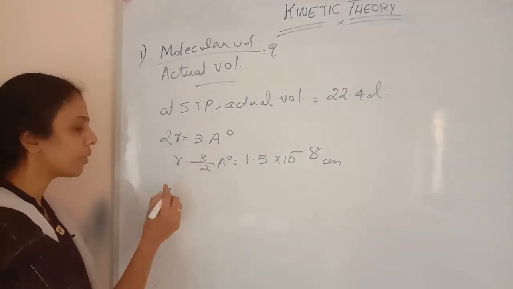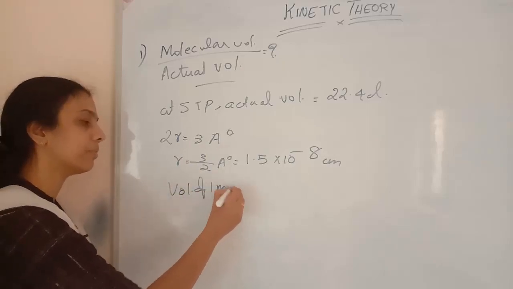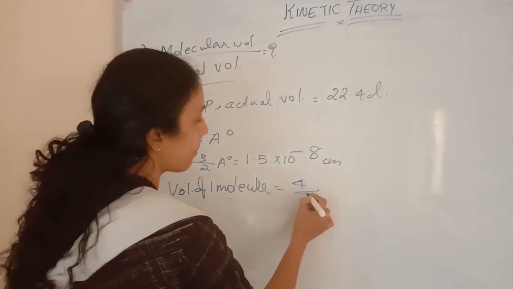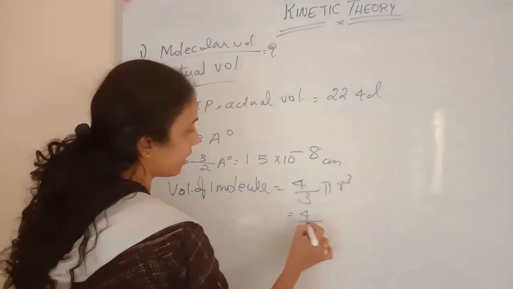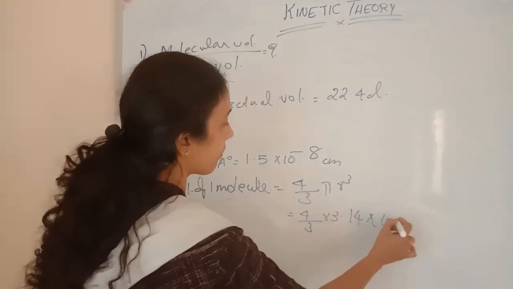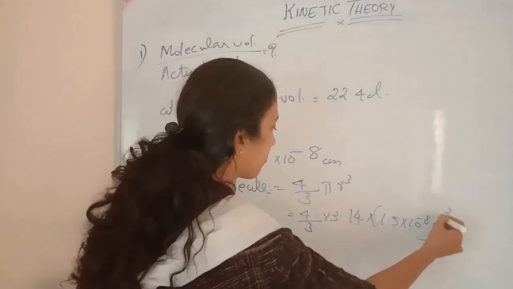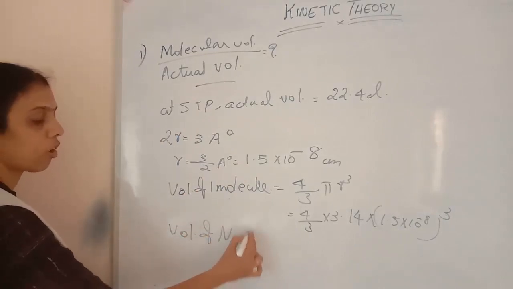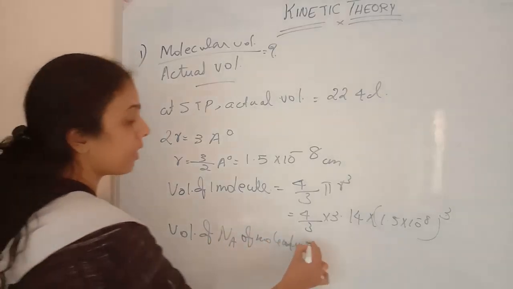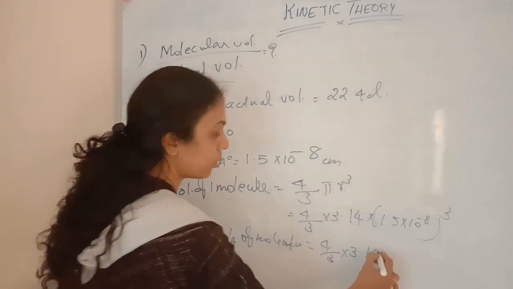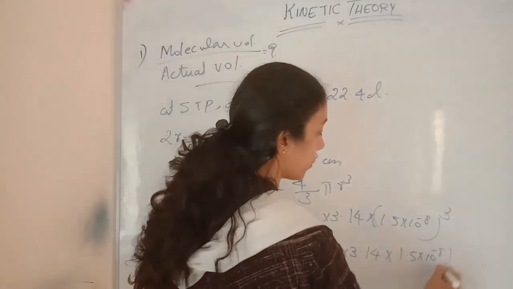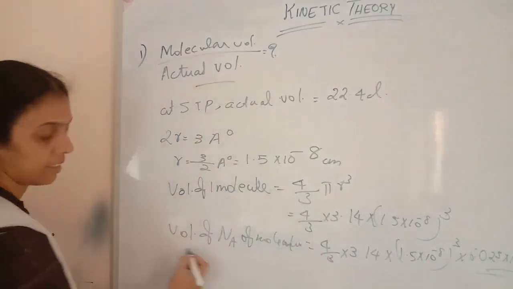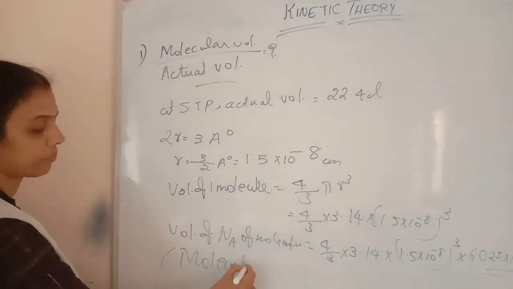So for one molecule, how we can find out the volume? Here we are considering it as a sphere. So it is 4 by 3 pi r cube. 4 by 3 into 3.14 into 1.5 into 10 to the power minus 8, the whole power 3. This is the volume of one molecule. Then volume of Avogadro number of molecules, how much it will be? 4 by 3 into 3.14 into 1.5 into 10 to the power minus 8 the whole cube into Avogadro number, 6.023 into 10 to the power 23. This is molecular volume.